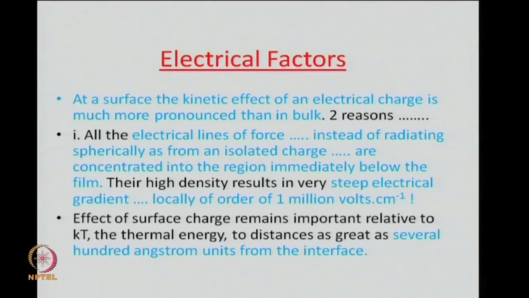I had shown you the line diagram of electrical force fields when we have a charged film at the surface. You see that within a few angstroms, the lines of force become almost parallel to each other. And that being the situation, in the surface, we get a lot higher density and therefore correspondingly very steep electrical gradient. And what may surprise you is that the electrical gradient could be locally as high as 1,000,000 volts per centimeter.